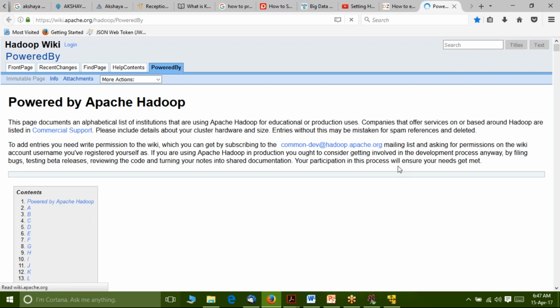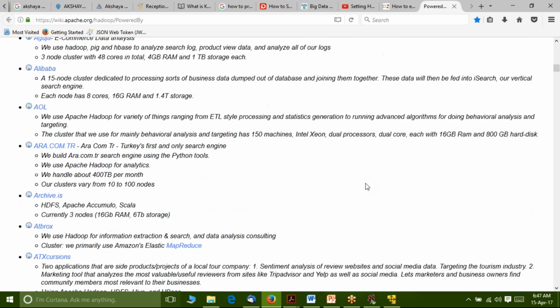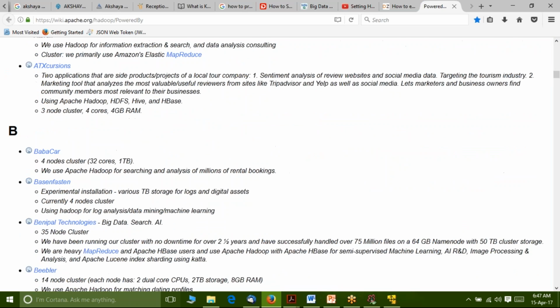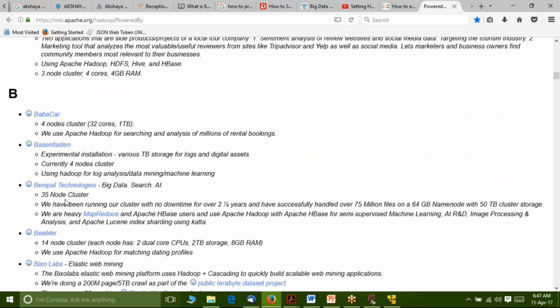Look at this one. Randomly, we are not specifically targeting anything here. See here, someone is using a Hadoop cluster, Benipal Technologies. We really don't know what the company does, but look at who is using Hadoop.